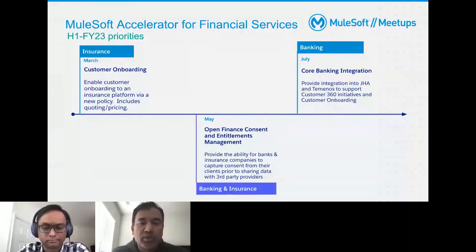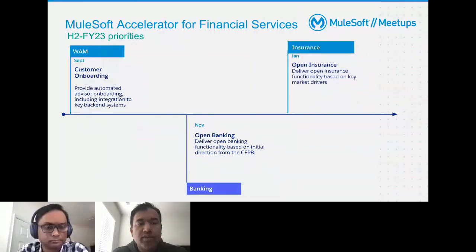So we want to just make sure that we have those as well as part of our accelerators. That's something which is a focus for the H1 financial year 23. And as part of the subsequent H2 financial year 23, we have additional focus on wealth asset management, right? And we want to start small with the customer onboarding scenario for wealth asset management this month of September, and then extend that subsequently, right?